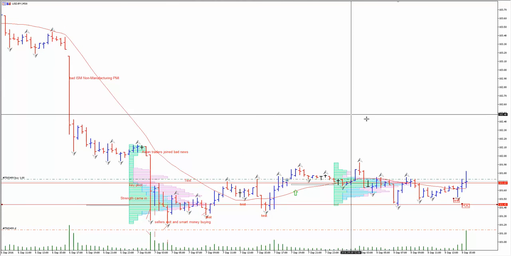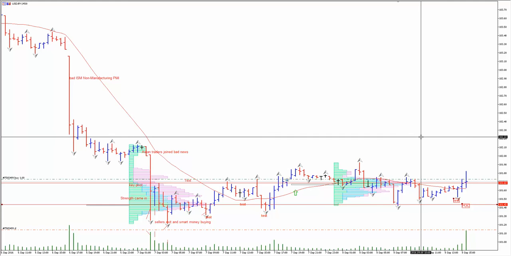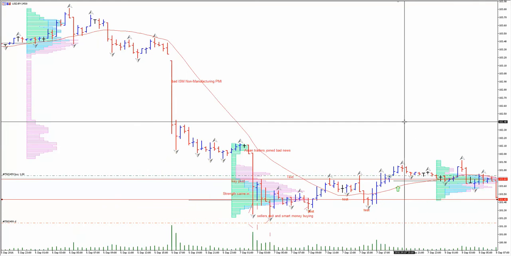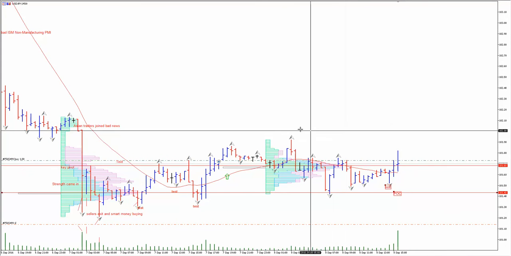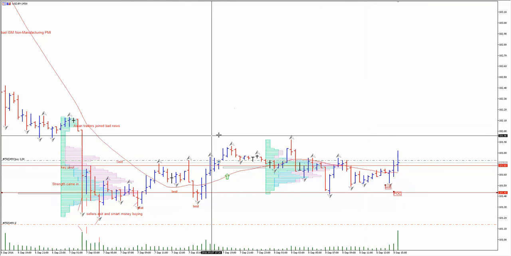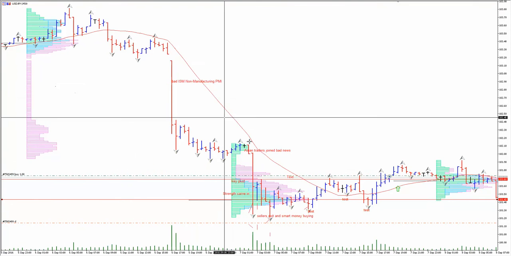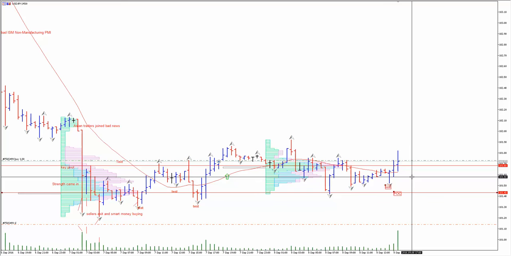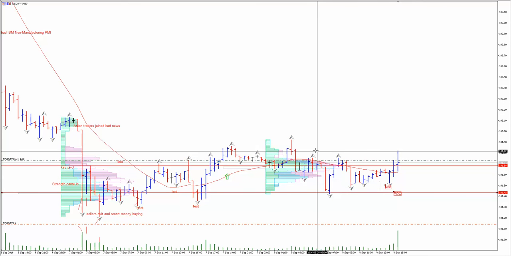So that's pretty much what I'm expecting on this currency pair, and I'm pretty bullish on this one. Also, use the market profile to see what's going on as well. So this is about this currency pair.